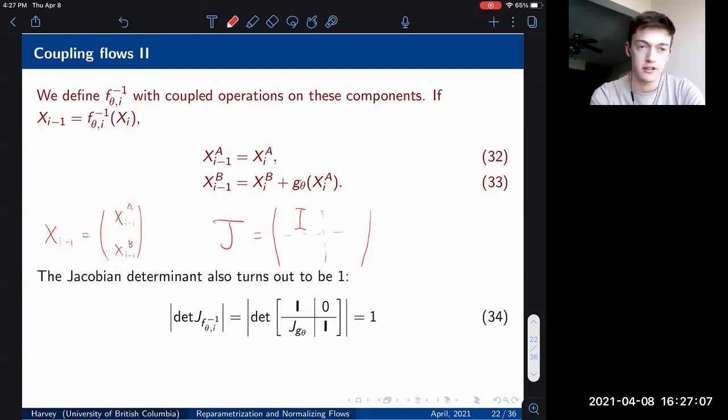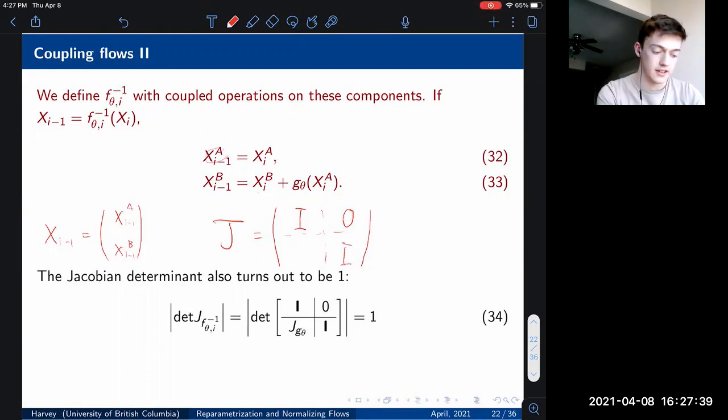Then in this block, we're asking what's the Jacobian of component A of the output with respect to component B of the input. Well, component A of the output doesn't depend on component B, so 0. And then for the bottom right, we're asking what's the Jacobian of component B of the output with respect to component B of the input. And here it's just copied over, so it's the identity matrix again.